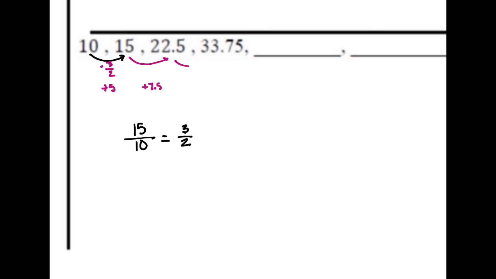I added 7.5. And then to get from here to here, it looks like I added 11.25. Okay, so if you can find the pattern going from here to here, you could figure out what to add here, so you could figure out what to get here. That just seems way too complicated. So let's see if this 3 halves works.